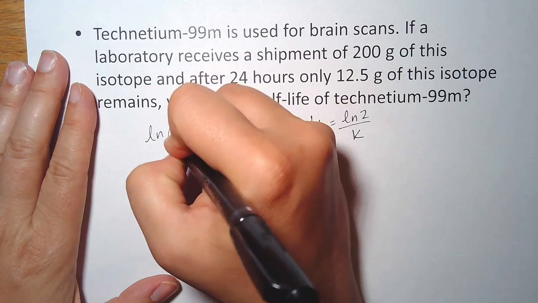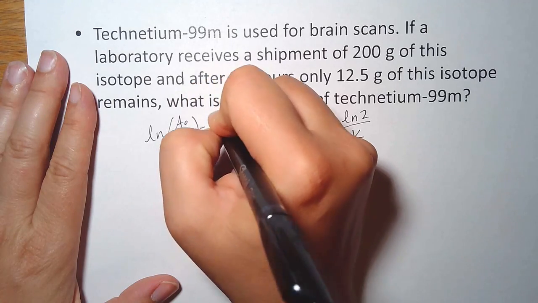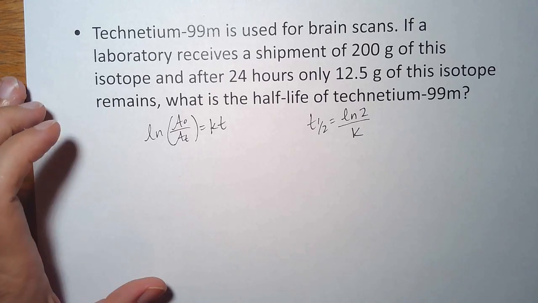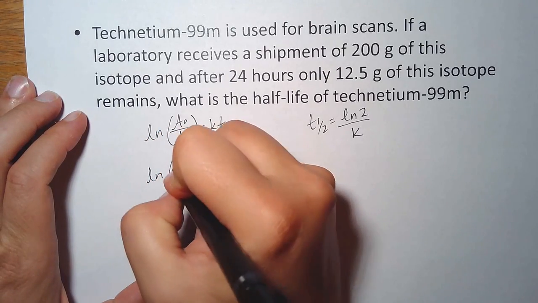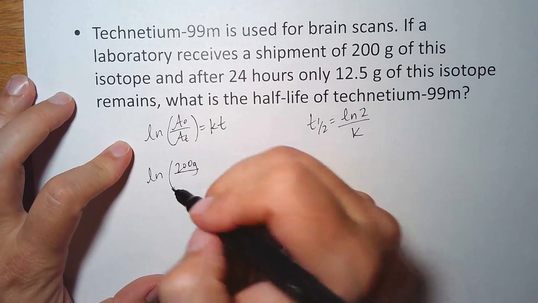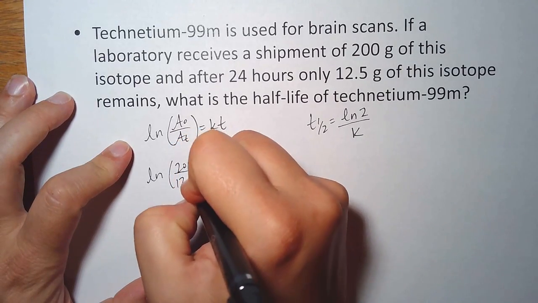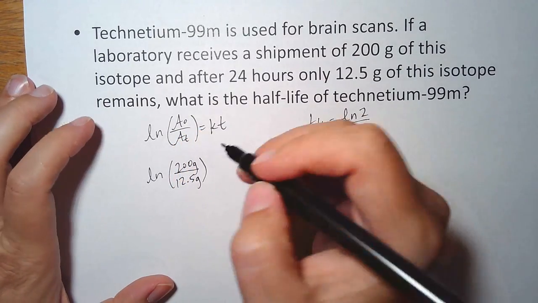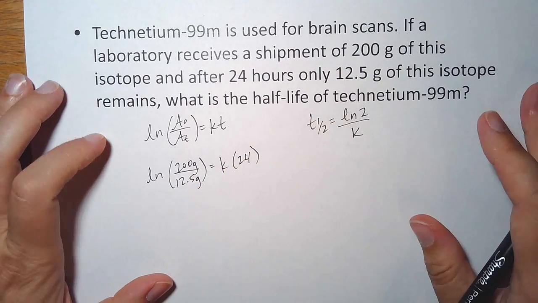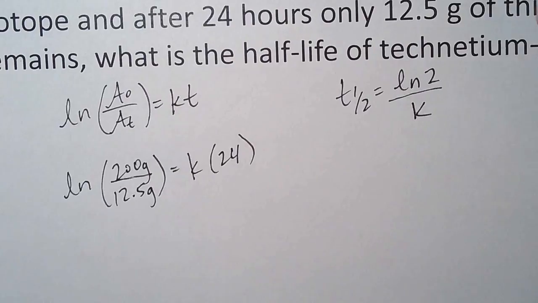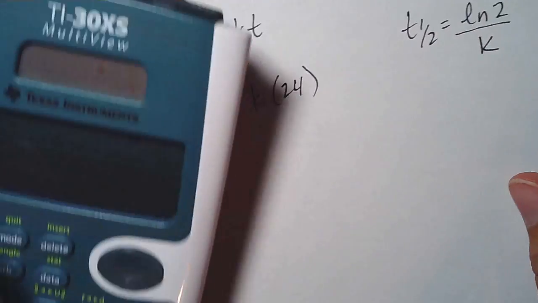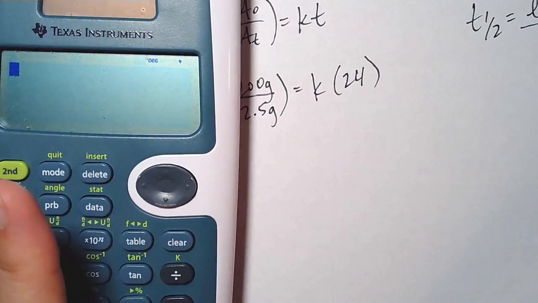Alright, we received 200 grams of the sample, so that's our original amount. After 24 hours, we only had 12 and a half left. Alright, so we'll plug that in. Let's find K. Alright, our left side is a real number, so we have 200 divided by 12 and a half. ln of that.